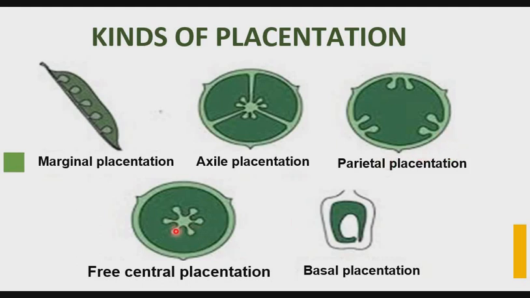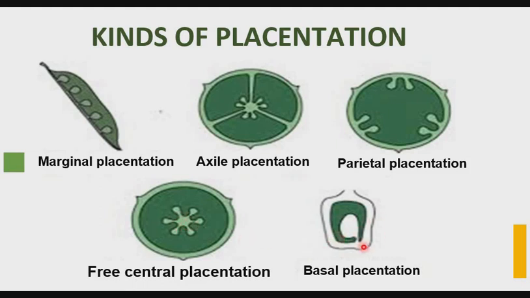Now, in free central placentation, the ovules are borne on a knob. Look at them, they form a knob which projects from the base of the ovary. The ovules emanate from the knob which comes out from the base of the ovary. We have examples like water leaf and canna lily. These are some plants that undergo free central placentation.